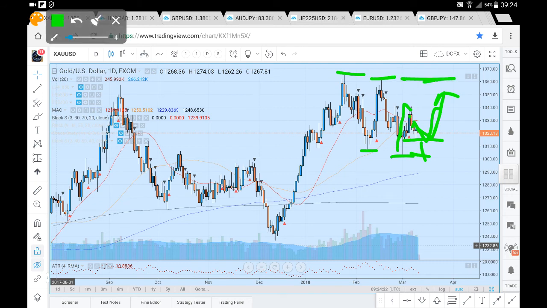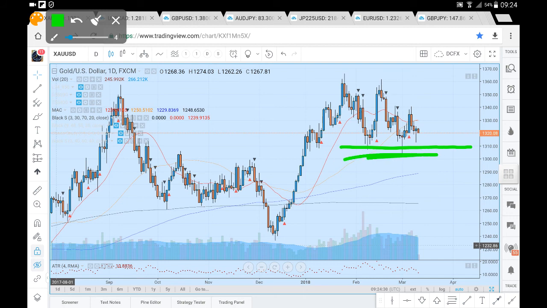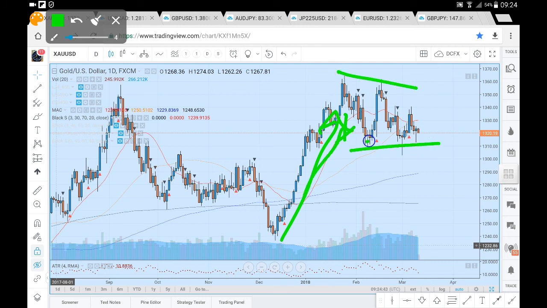But overall here, we can see that we do have a bit of a base slightly below the 1310, in around the 1305. Even though we are posting these lower highs, the most recent trend is to the upside, despite this consolidation that we have here.